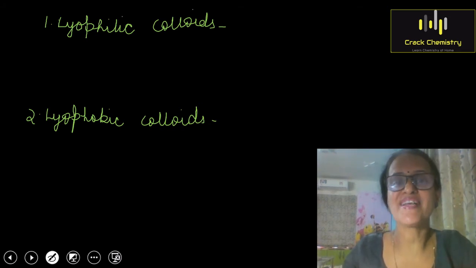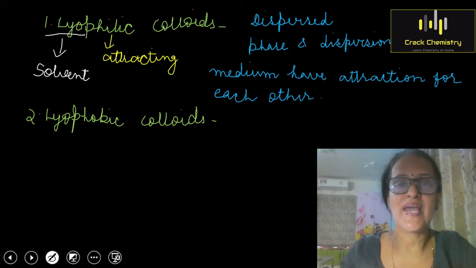Lyo means solvent and philic means attracting. So lyophilic colloids are those colloids in which dispersed phase and dispersion medium have attraction for each other. So as we have seen, in case of lyophilic colloids, dispersed phase and dispersion medium have attraction for each other. The preparation of lyophilic colloids is very easy.